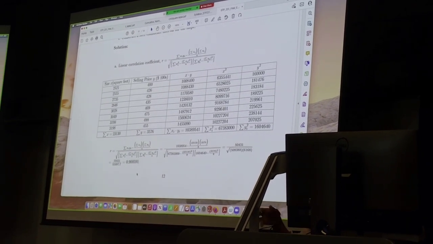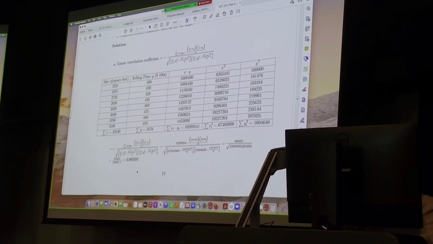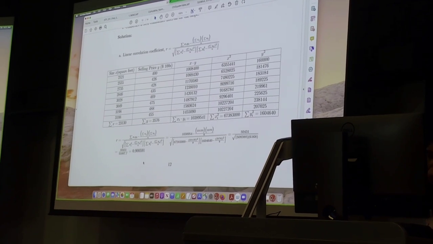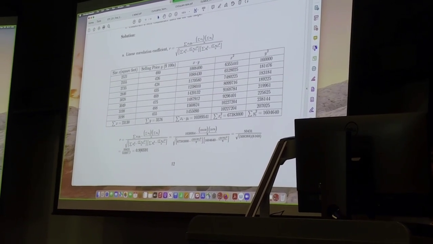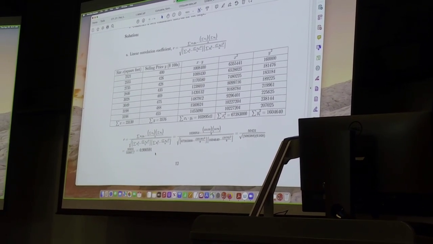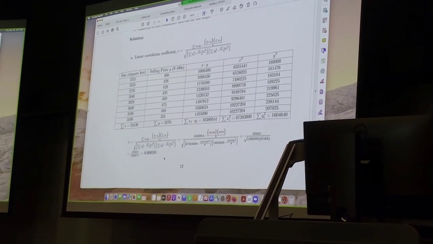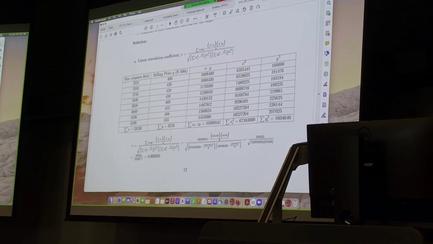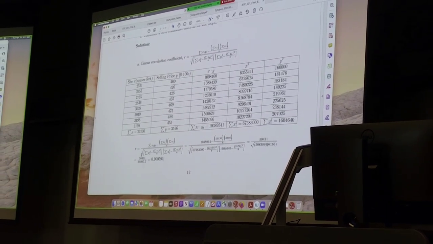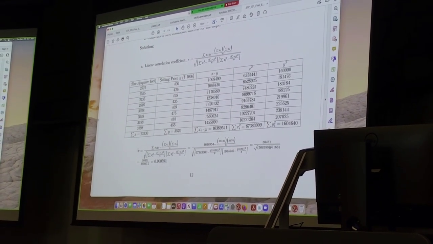The R value is closer to 1, so they have a stronger relationship, a strong linear relationship. So now we have 0.9. This 0.9 is also not that strong, but we can say yes, they have a strong or moderate relationship between the house size and house price. So that was the first question answer.